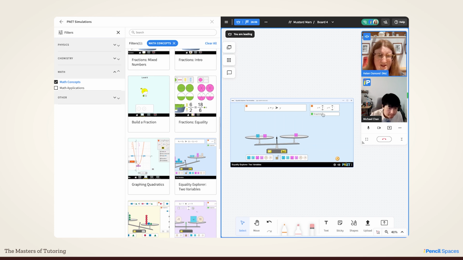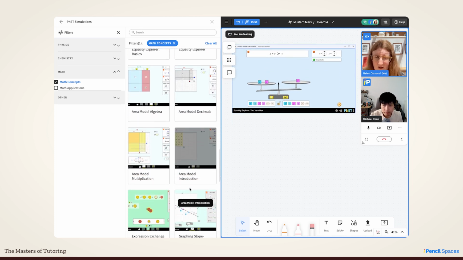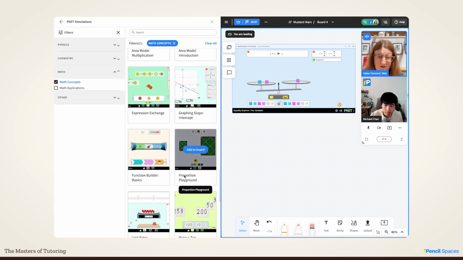So what happens if x is now 2 or x is 3? I can play around with this, and I can already see that this is getting heavier than this side. So I've got a balance scale going on. Lots of different models in here to be able to use. Express and exchange, got a function builder again.